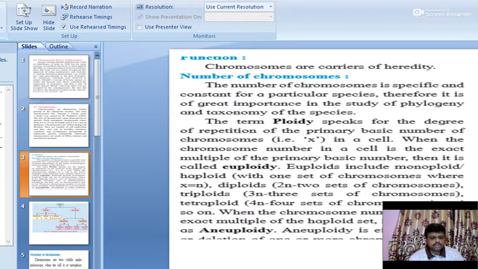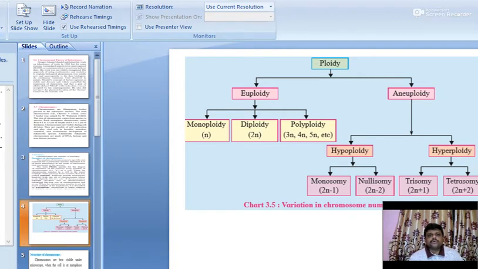Now you can see ploidy. Ploidy can be defined as presence of a whole set of chromosomes, which is called euploidy. This euploidy includes haploid cell, diploid cell, then polyploidy. The haploid cell, also called monoploidy, contains one set of chromosomes. The diploid cell contains two sets of chromosomes, and polyploidy includes triploidy, tetraploidy, pentaploidy, etc.